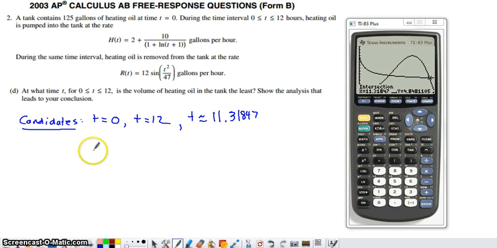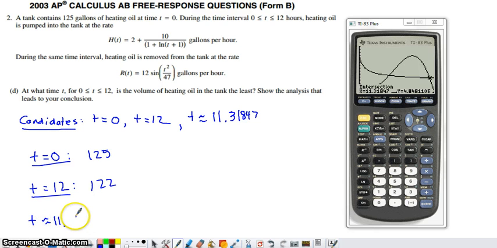So we're going to have to figure out how much oil is in the tank at t equals 0. Well, we know that. The amount of oil in the tank at t equals 0 is 125 gallons. We're going to have to figure out how much heating oil is in the tank at t equals 12. Well, we found that in part B. That answer from part B was about 122 gallons. We're also going to have to figure out how much heating oil is in the tank at this new value, this 11.3 value.